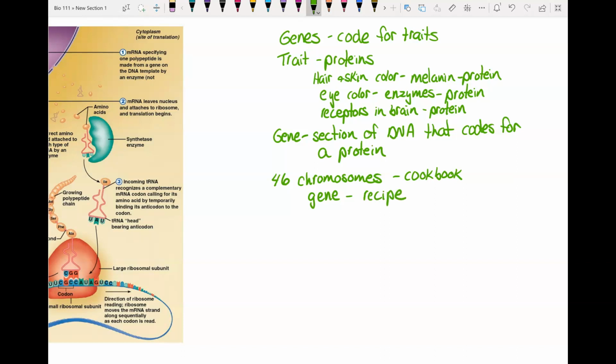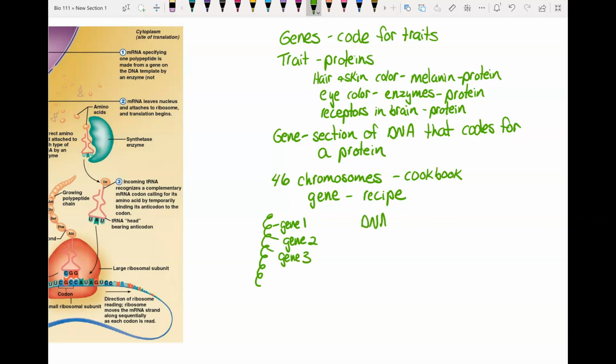So you have 46 chromosomes, you have about 25,000 genes. Just like one cookbook could have 100 recipes in it. Each chromosome has thousands of genes on it. So a chromosome is like this, and on the chromosome you have genes. So gene 1, gene 2, and so on. Hundreds of genes on a chromosome.